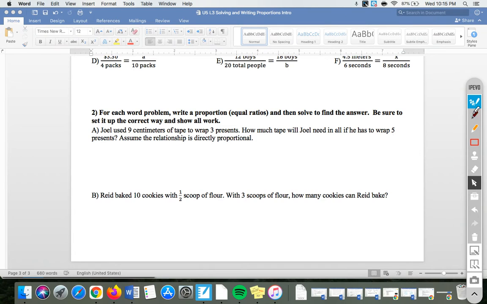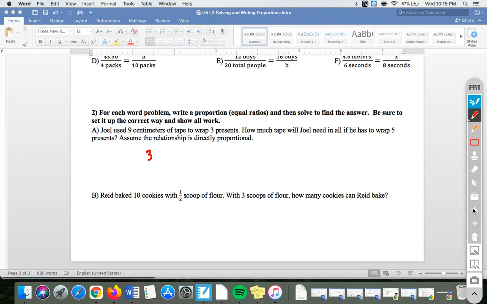So what that means is that this is a proportional relationship. We're assuming that for every 3 presents that he's going to wrap, he's going to use 9 centimeters. That's what this last sentence means. So again, writing my rate that I know, it doesn't matter necessarily where I put 9 centimeters and where I put 3 presents. If you want to put centimeters on top, you may. If you want to put presents on top, you may do that as well.